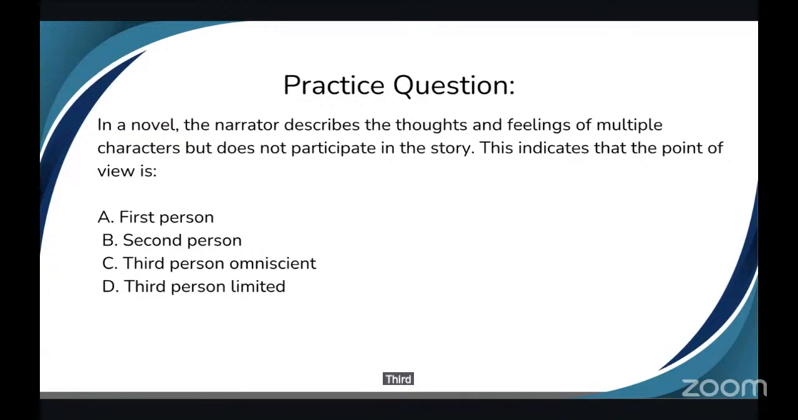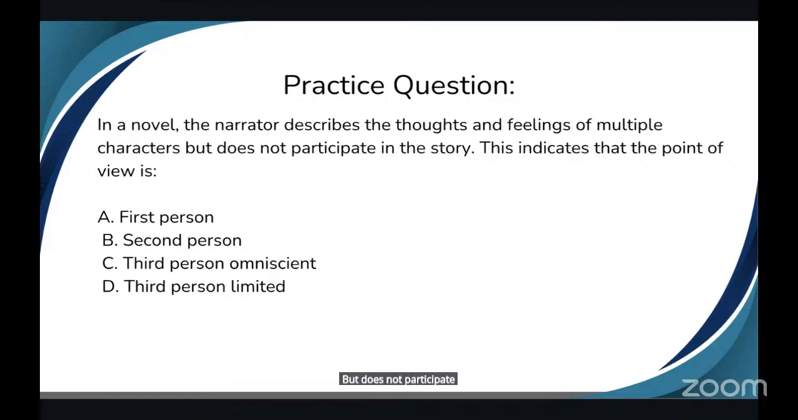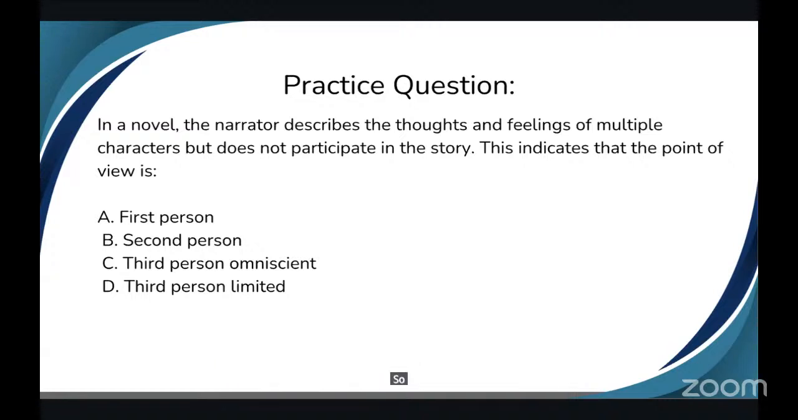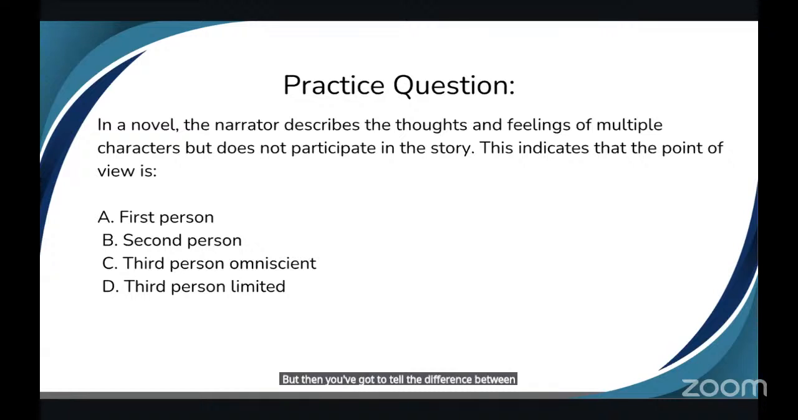Third person in general is going to be when the narrator is outside of the story. Okay? So, based off of this, the narrator is describing the thoughts and feelings of multiple characters but does not participate. Does not participate in the story is the giveaway that it's not going to be either A, first person, or B, second person. So we can limit it down by not participating to C or D. Third person's not participating in the story. But then you've got to tell the difference between omniscient and limited.